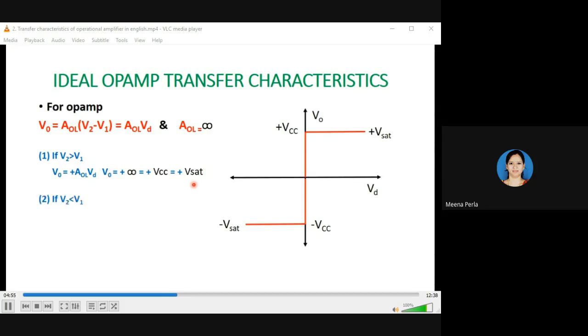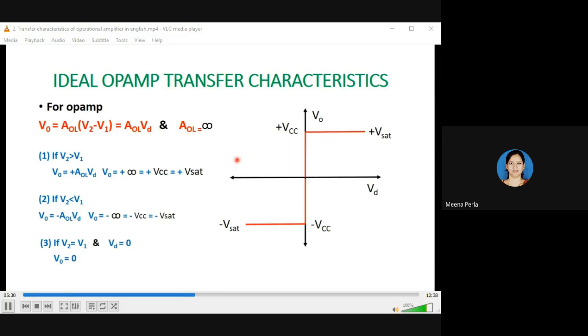Second case, if V2 is smaller than V1, then V0 is equal to minus AOL into Vd, then V0 should be equal to minus infinity. But the maximum value of output voltage should be plus VCC or minus VCC only. Therefore, for a negative value of output voltage, V0 is equal to minus VCC or minus V saturation value. Third case, if V2 is equal to V1, then Vd is equal to 0, then output voltage is equal to 0. Using these values, we plot the ideal characteristics of the operational amplifier.